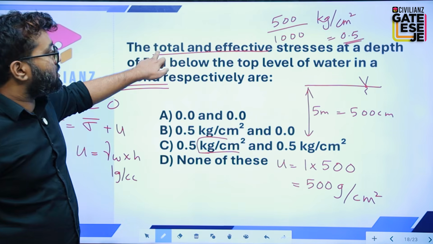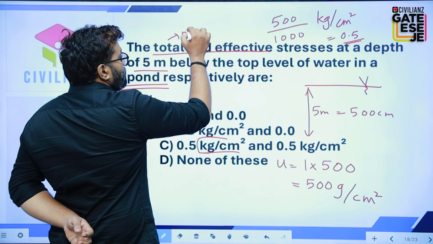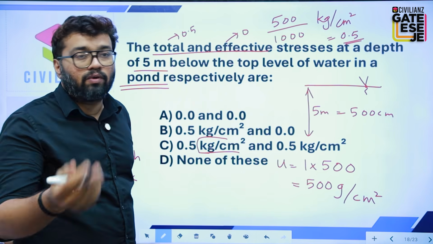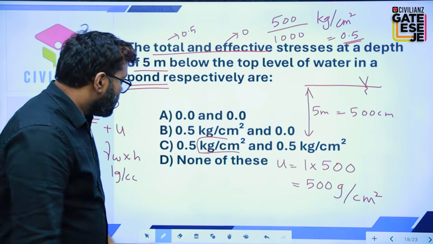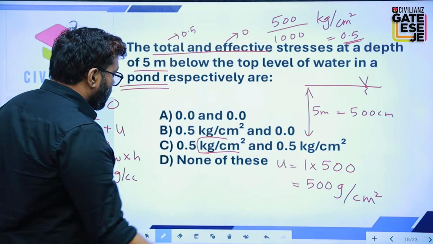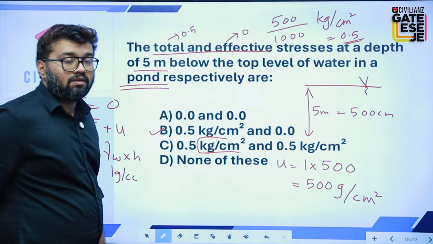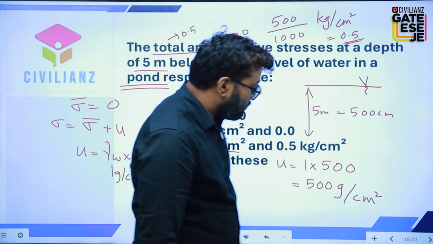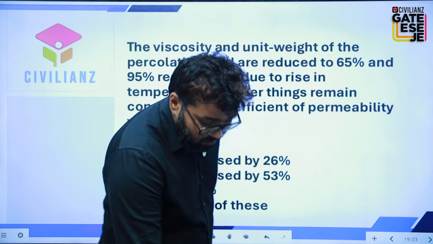So the total pressure is 0.5 and the effective pressure is 0. Since there is no soil inside, the effective pressure is equal to 0. So the correct answer is option B. The total pressure is 0.5 and the effective pressure is equal to 0. So now we can move to the next question.